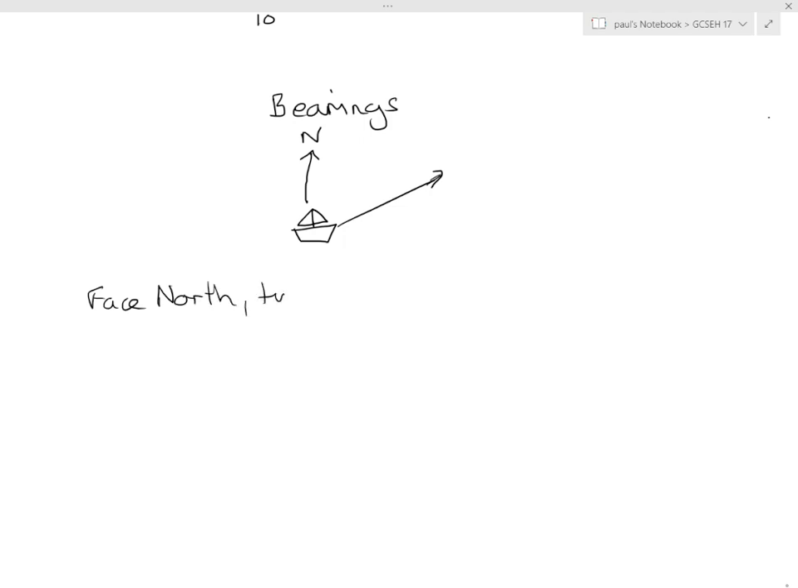So you need to face north and then turn clockwise. So that there, say that's about 70 degrees. So that's the bearing you need to head on, so that there's no complication or possible chance that do we go 70 degrees to the right or to the left or south or north or east. Always face north, turn clockwise.